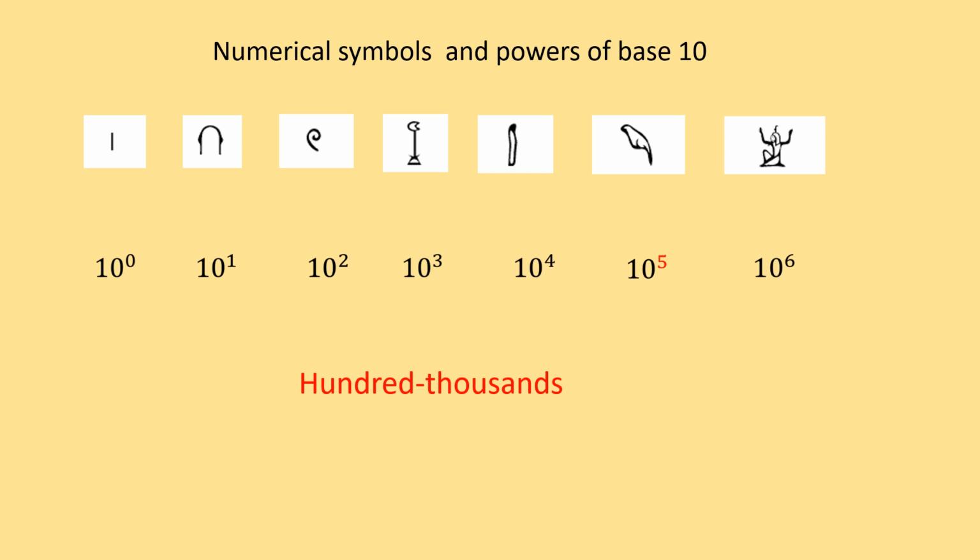When we have 10 to the fifth power, that's again an indication that we have five factors of 10, which would give us 10 times 10 times 10 times 10 times 10, or 100,000, or 1 with 5 zeros. And the largest Medu Neter symbol for a base 10 number would be 10 to the sixth power, which is the seated Neter with its arms raised, which represents 10 to the sixth power, or 1 million.